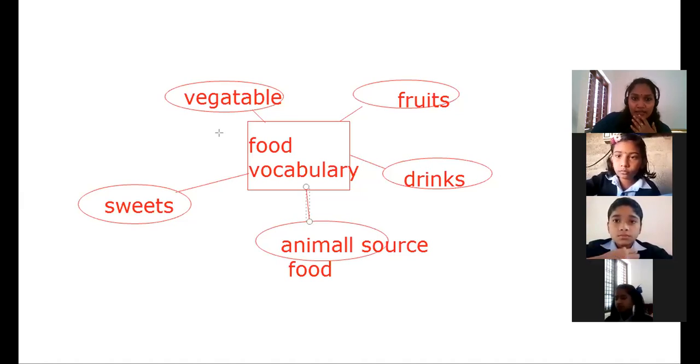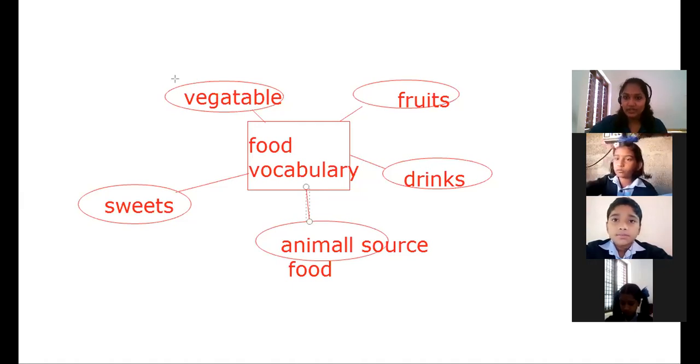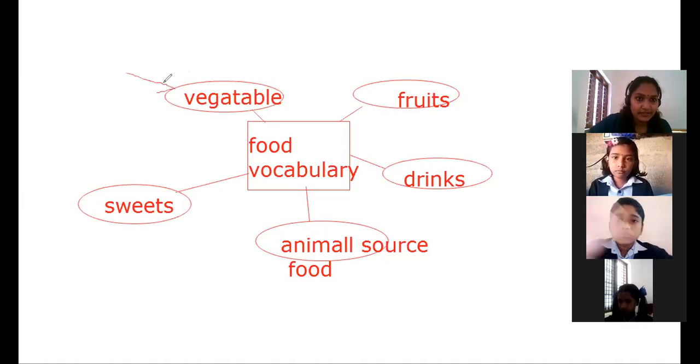Vegetable belongs to the food vocabulary. When we see vegetables, we again think about some names of the vegetables, right? Vegetables we have lady's finger, brinjal, potato, chili, like that, cauliflower, cabbage. It goes like that. We can classify it like this. We can again write here, in vegetables we have different vegetables, like there are many things.